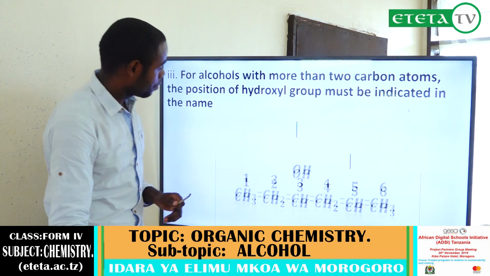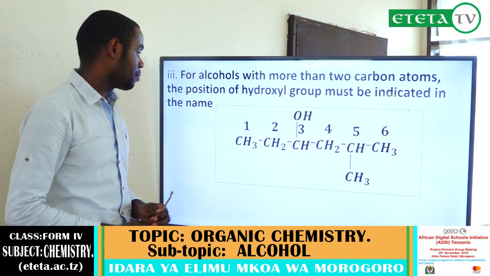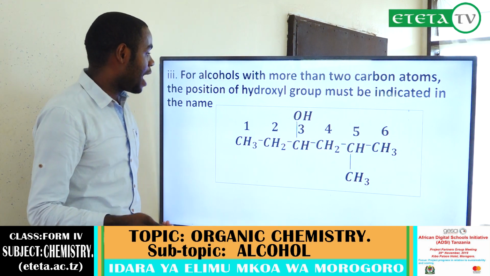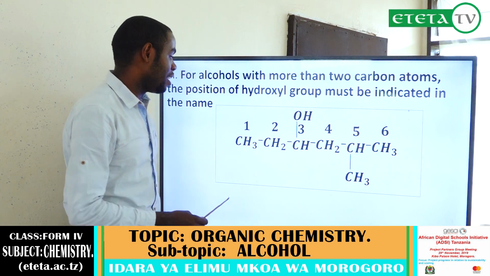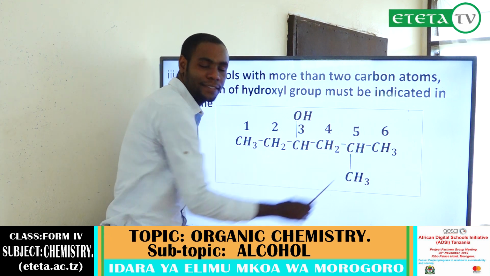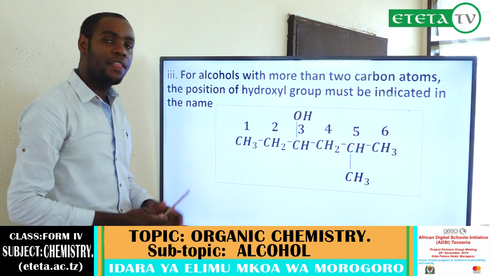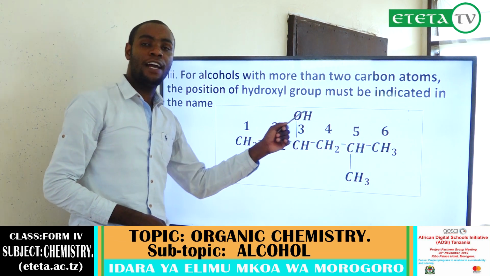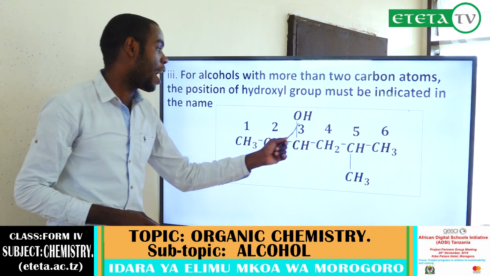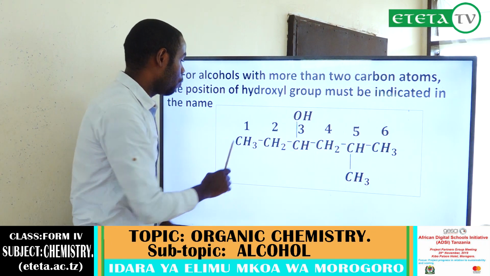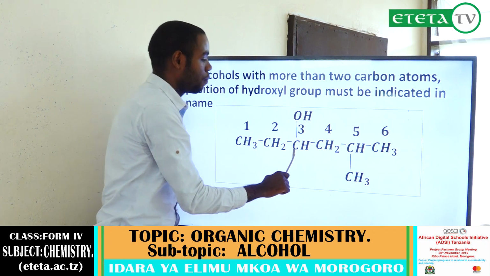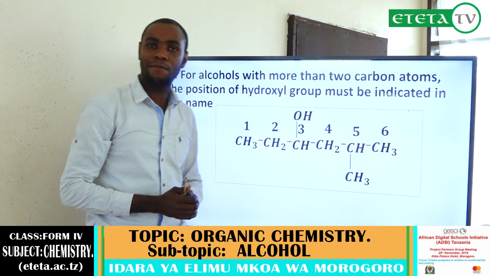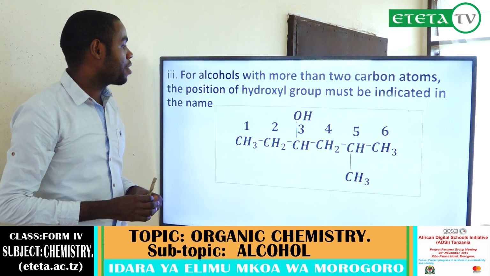For example, a compound like this one here. As you see here, the first rule I said is to identify the longest chain. It is 1, 2, 3, 4, 5, 6, a 6 carbon atom chain. The second rule here is to number. Numbering starts from the end nearest the OH group, or nearest hydroxyl group. So 1, 2, 3. You start from left to right. It is 1, 2, 3, 4, 5, 6. Then number 3.